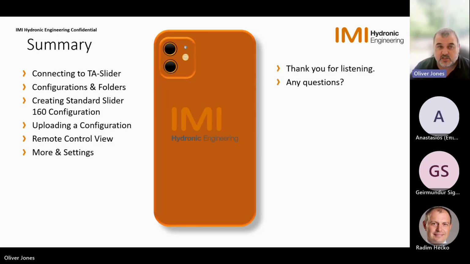And that brings us to the end. So just as a summary, we've seen how we can connect to the TA Slider, how we can build our configurations and our folders, how to build a standard 160 configuration and uploading of that, and then obviously with our remote view of being able to operate that valve whilst we're in the remote view to see what we're getting from a flow point of view, from a position point of view, and then More and settings so we can make some physical changes within the application itself.